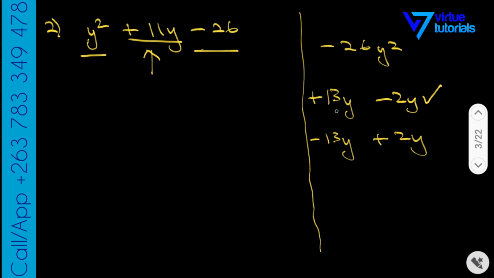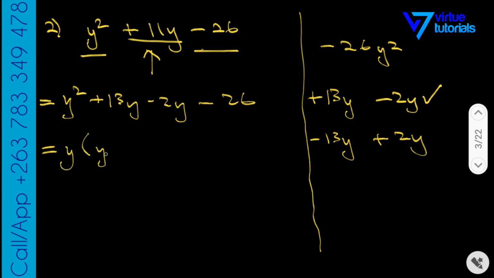Once I take this pair of factors, I use them to replace this middle term here. So I can write my expression now as y squared plus 13y minus 2y minus 26. So I've removed plus 11y and I've put plus 13y minus 2y. When I get here now, I can now factorize in pairs. I look at the first two here, y squared plus 13y. I factor out y, I'll get y plus 13. I look at these two here, minus 2y minus 26.